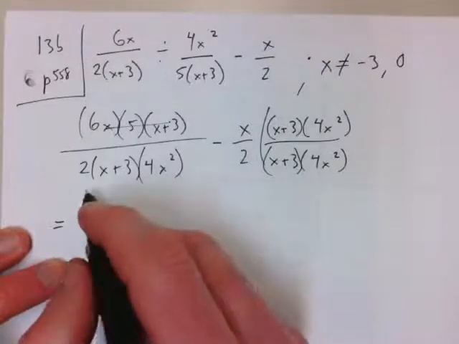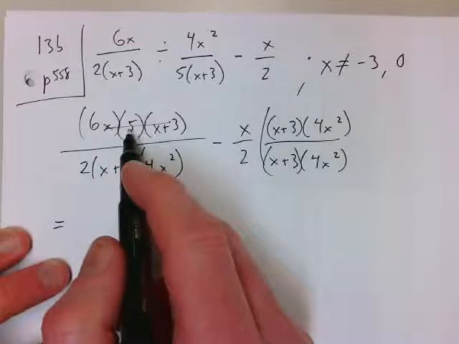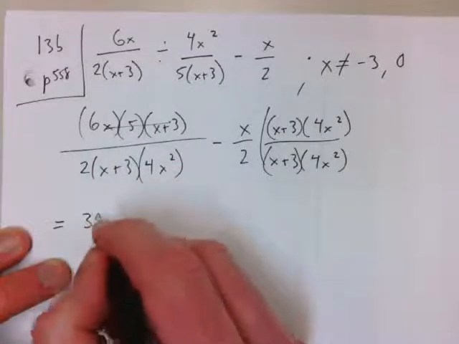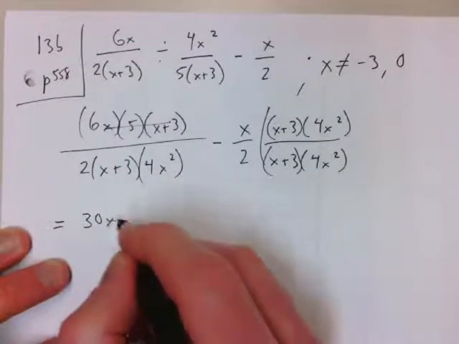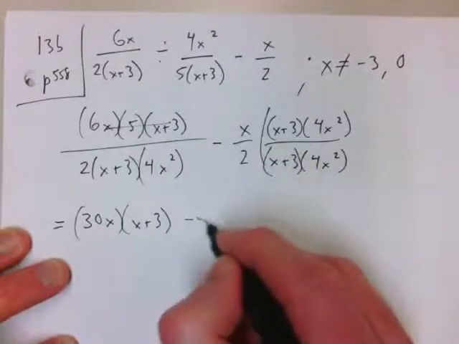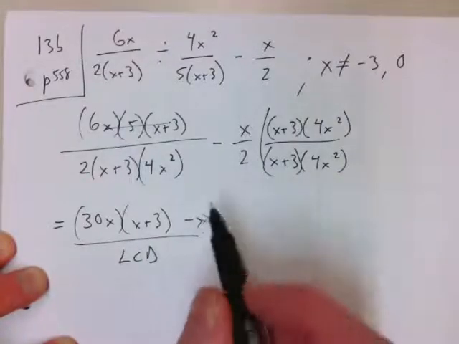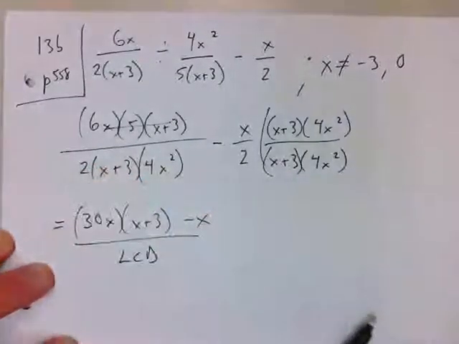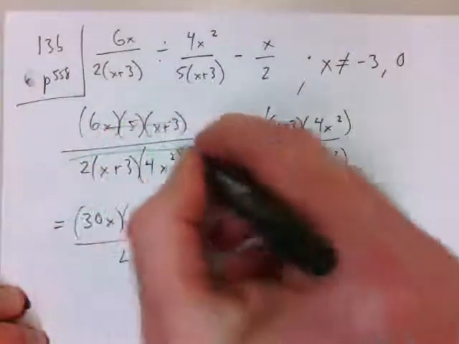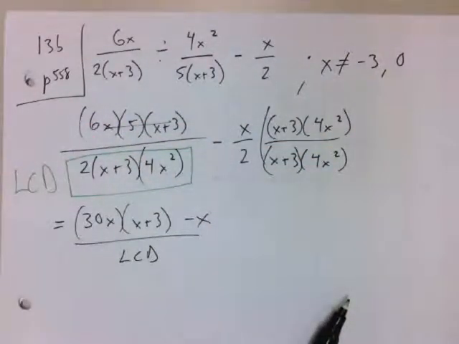Okay, let's do it. So I'm going to simplify this first. So it's going to take some steps. 30x times x plus 3 minus x all over our LCD, which is, I highlighted it before and I told you guys to make sure you do. That's the LCD right there.